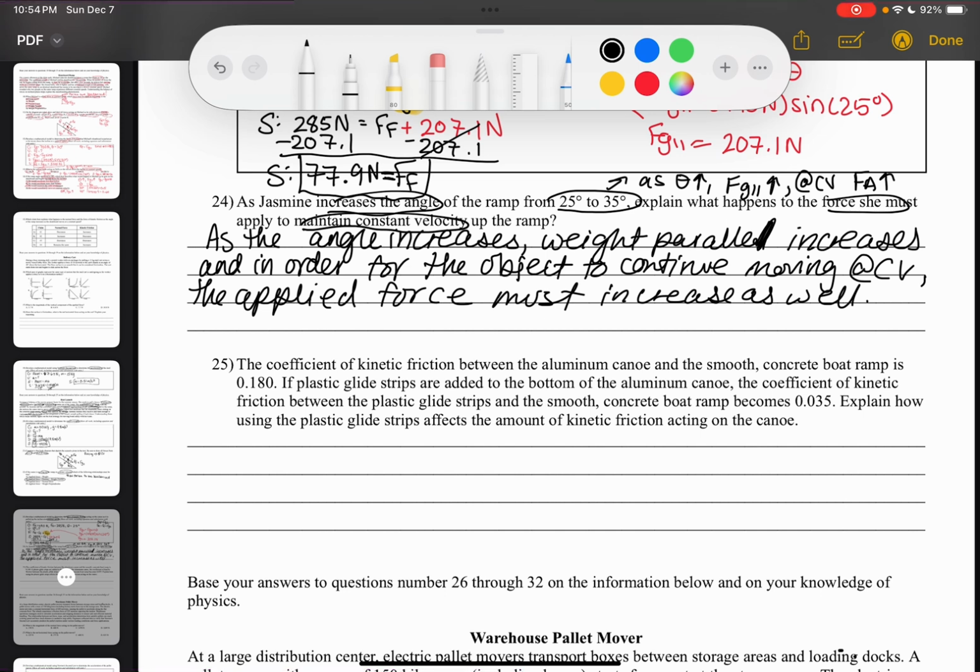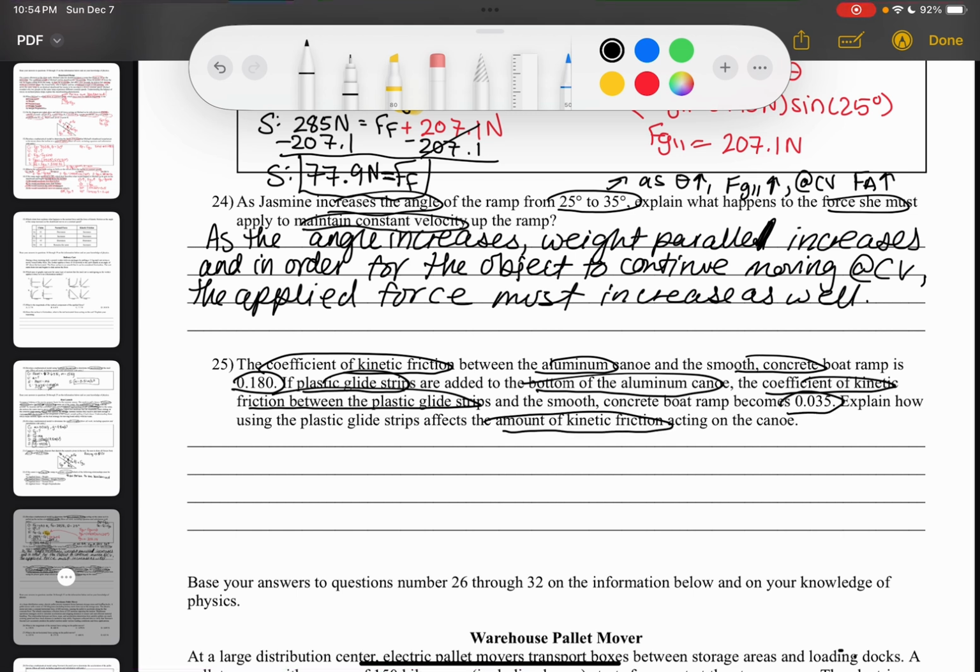Number 25. The coefficient of kinetic friction between the aluminum canoe and the smooth concrete boat ramp is 0.180. If plastic glide strips are added to the bottom of the aluminum canoe, the coefficient of kinetic friction between the plastic glide strips and the smooth concrete boat ramp becomes 0.035. Explain how using the plastic glide strips affects the amount of kinetic friction acting on the canoe.